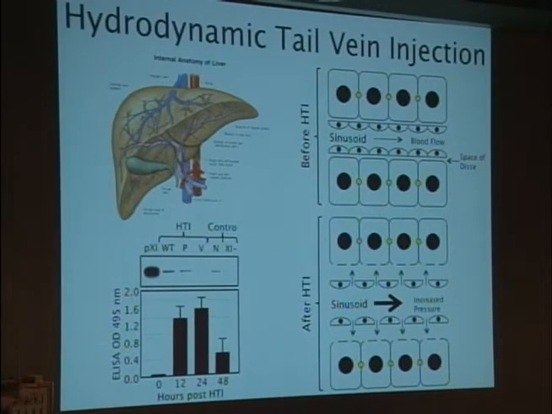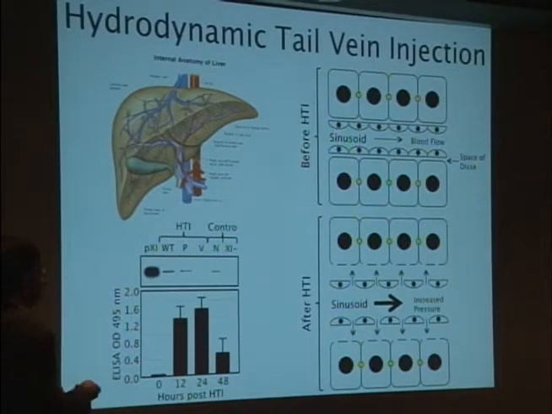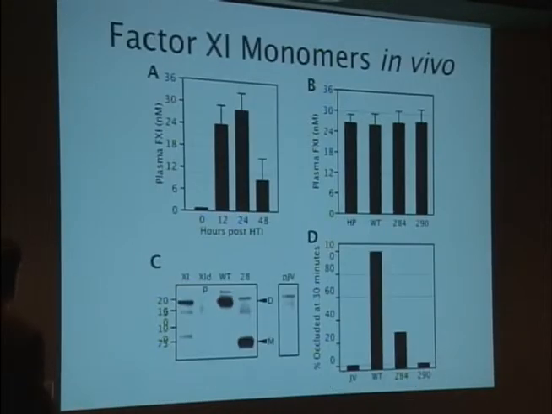If you use an albumin promoter, you get a more gradual upswing in expression levels, and it doesn't get quite as high as this. So anyhow, we can express factor 11, in fact human factor 11, in factor 11 deficient mice and try to get an idea of what's going on. And so we did that with a construct for a monomeric and dimeric factor 11.